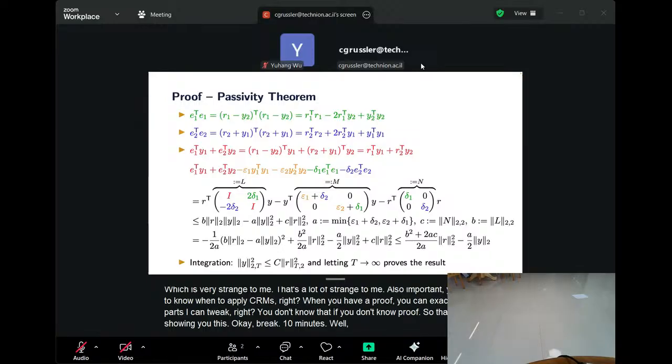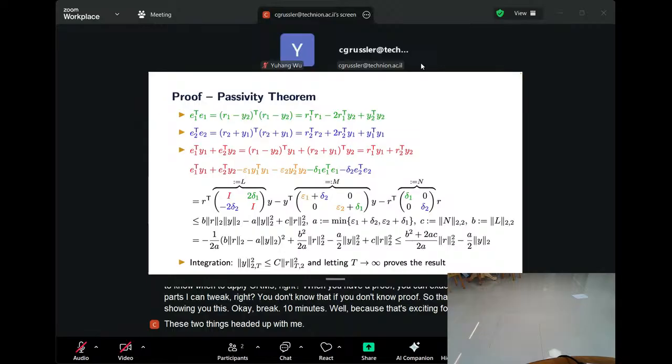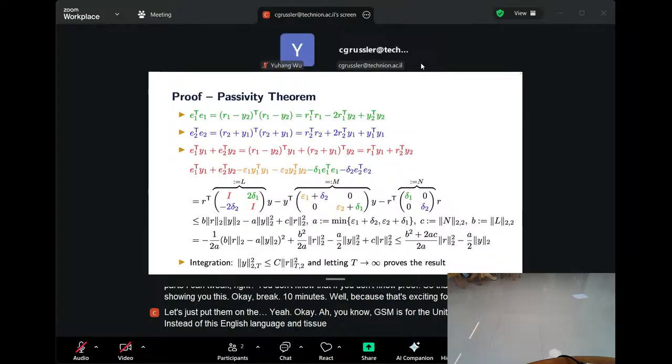Well, because that's exactly these two things added up. I just put them on the okay. But these have to be brought up. Yes, I said this. Okay, this is a condition. Yes, of course. This is a condition.